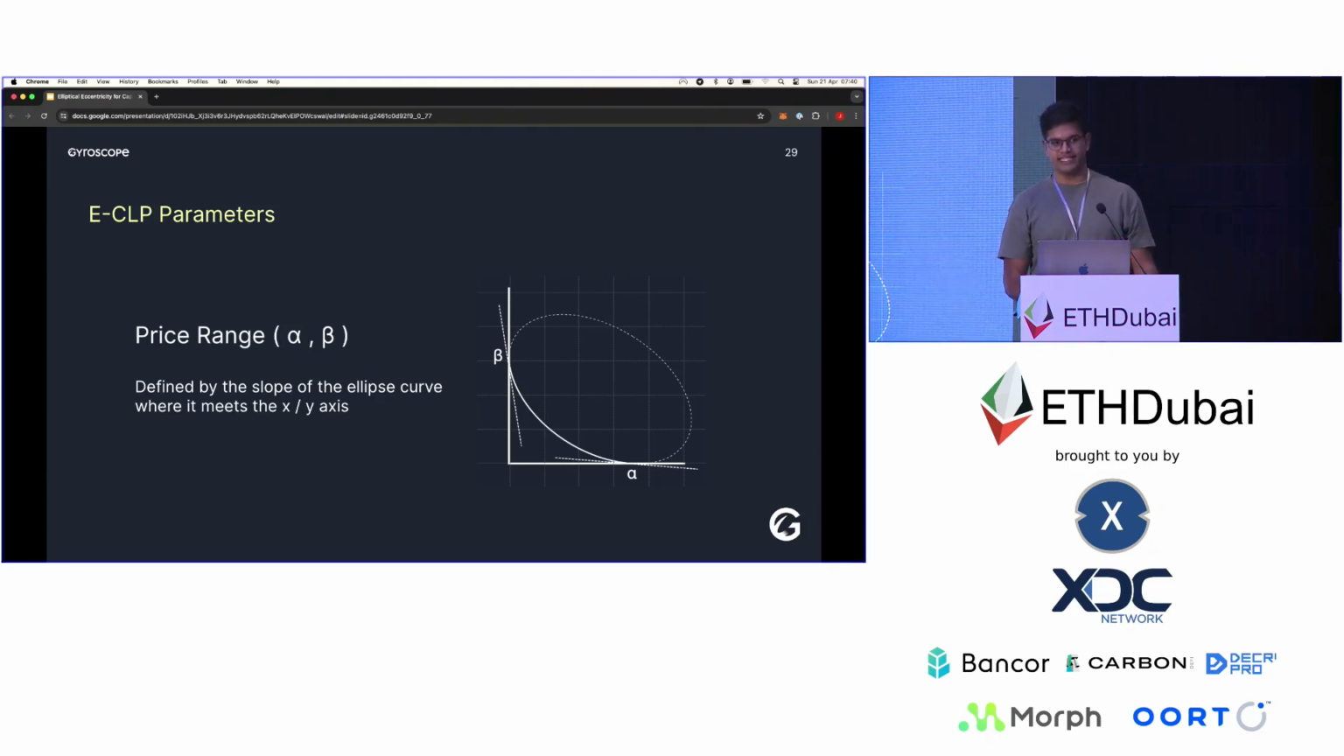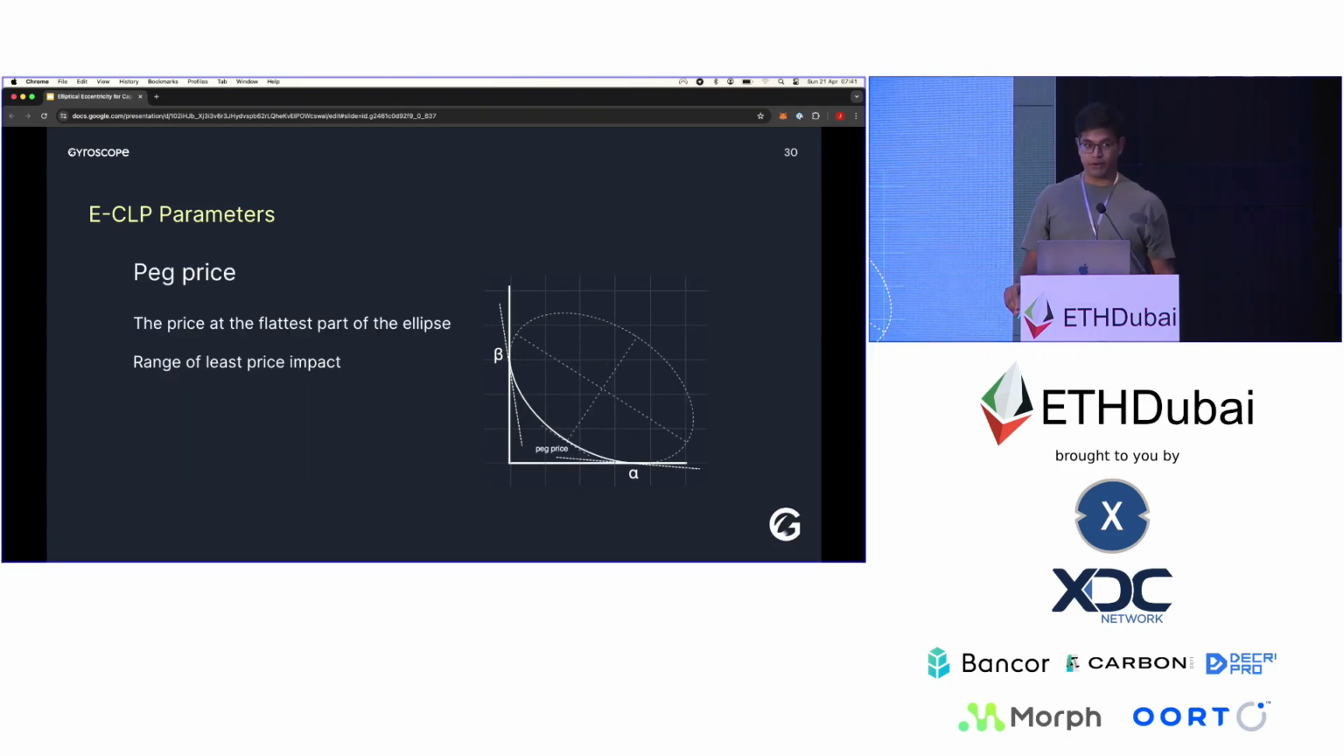So the ECLP provides concentrated liquidity similar to Uniswap v3 by constraining trading to within this trading range, alpha to beta. The prices alpha and beta are determined by the slope of the ellipse where it intersects the x and y axes. The next interesting parameter of the ECLP is the peg price, which is the price where the ellipse is at its flattest, and therefore it's the price where there is the lowest price impact. Note that the peg price doesn't have to be symmetrical around one, unlike stable swap, and this is because of our ability to translate the ellipse anywhere. This is super useful in use cases where perhaps you want to focus most of the liquidity in the upper bound of the trading curve, but you also want to reserve some liquidity for low probability cases nearer the lower bound.